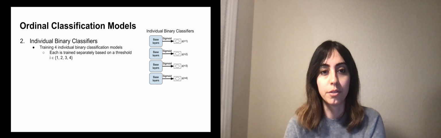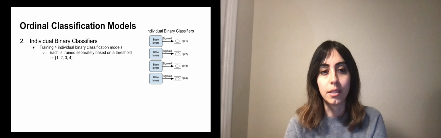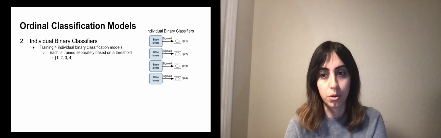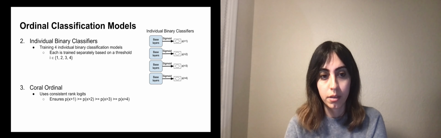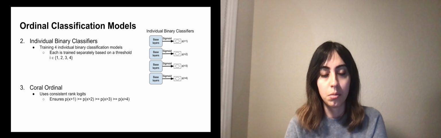Second, we tried individual binary classifiers. We trained 4 individual binary classification models, and each model is trained separately based on a threshold from 1 to 4. And finally, we used the CORAL ordinal model that uses consistent rank logits. This approach ensures that P(x > 1) is always greater than or equal to P(x > 2), and so on.